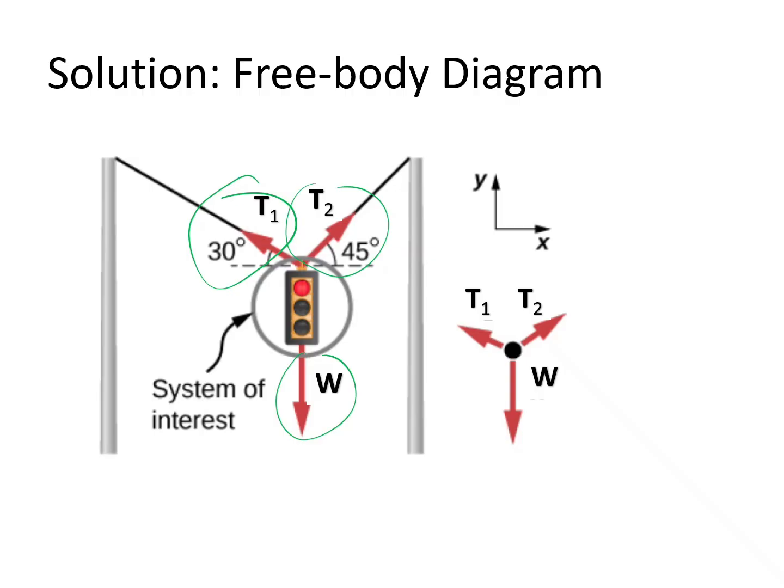We also choose coordinate axes. Let positive x point to the right and positive y point upward. With this coordinate system, the weight is negative in the y direction. The horizontal component of T1 will be negative because it points left, and the horizontal component of T2 will be positive because it points right. And the free body diagram will look like this when you draw it.